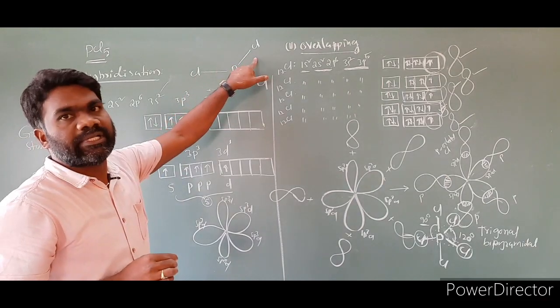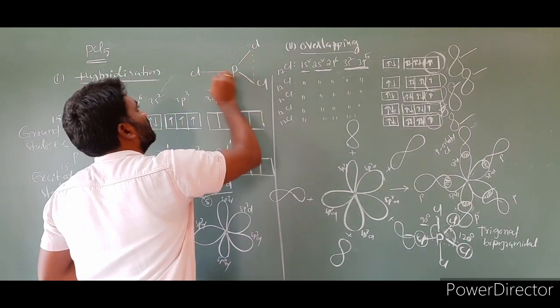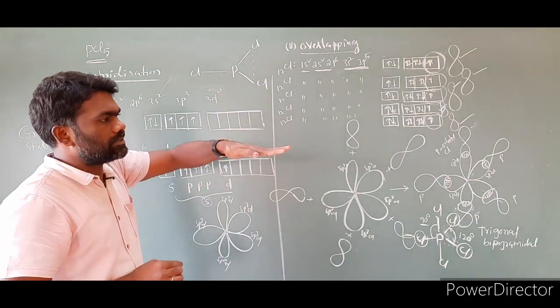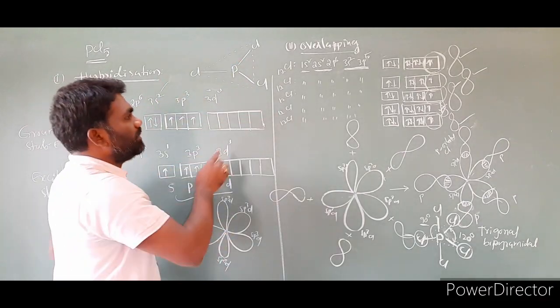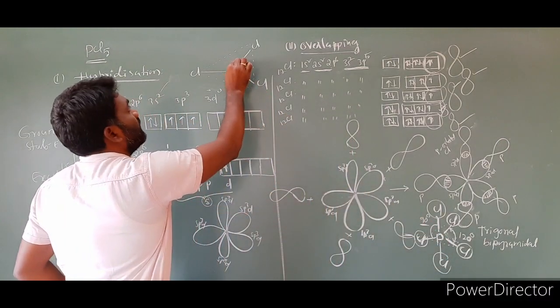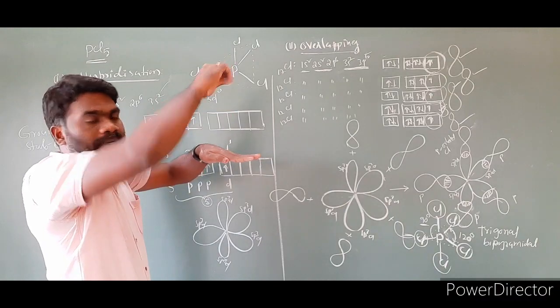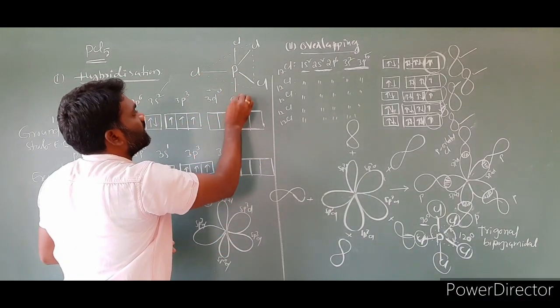These 3 chlorines are present in one plane. I am drawing it. All these are present in one plane, so I connected all these. And the remaining 2 chlorines are there. One chlorine is above the plane, and one chlorine is below the plane. So the chlorine below the plane I am representing like this.